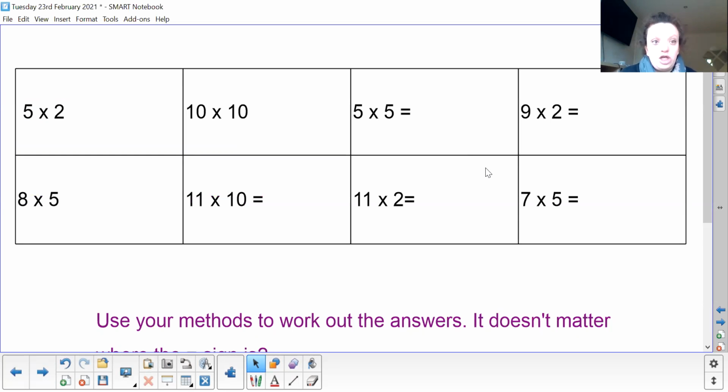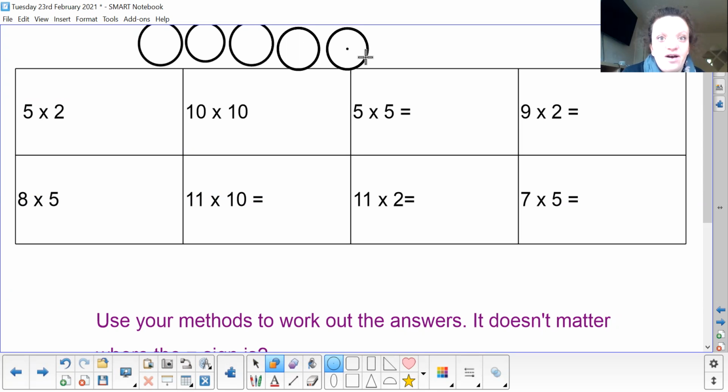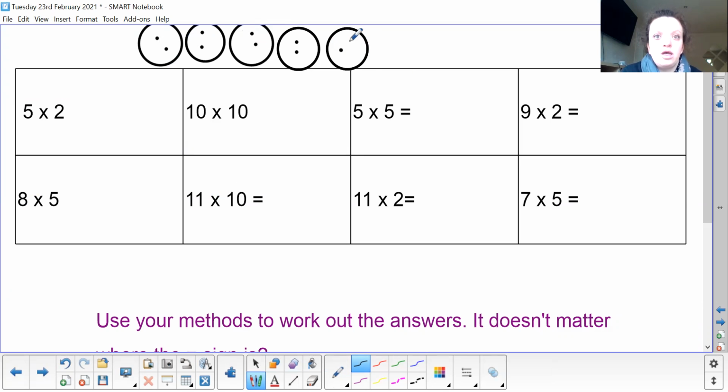Are you ready? The first one we're going to do is 5 times 2. So for times, we're looking at lots of, we're looking at groups of. So I'm going to draw 5 groups: 1, 2, 3, 4, and 5. And in each group, there is going to be 2. How much is that all together? Let's count in 2s. 2, 4, 6, 8, 10. So my answer is going to be 10.